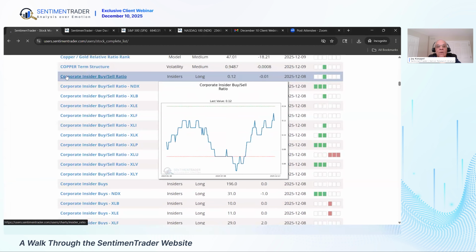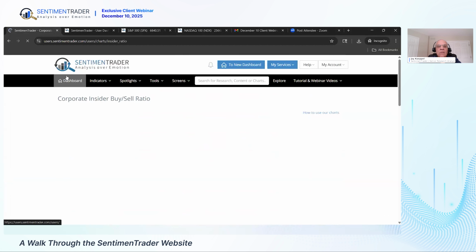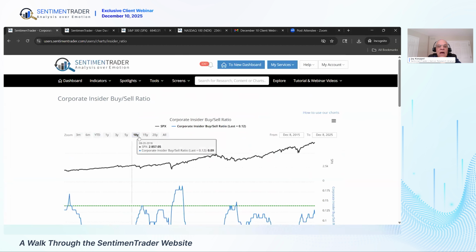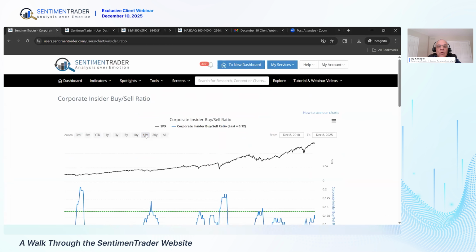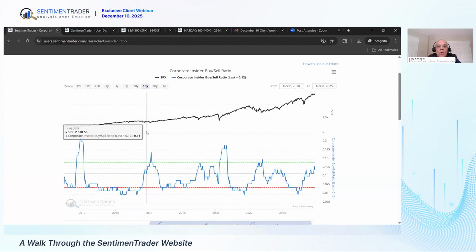Corporate insider buy-sell. Now, there are different services out there. We get our data right from Bloomberg. And one thing I found is some services look at all insider buying and clump it together. I have not found that as useful as breaking it down into a particular index or a particular sector.